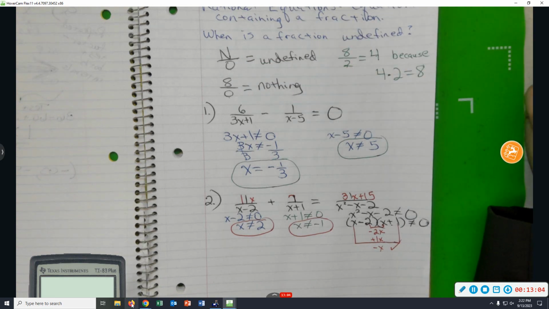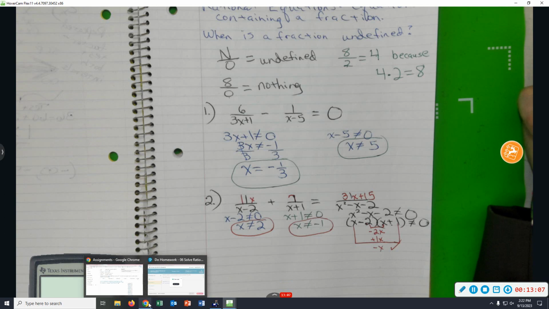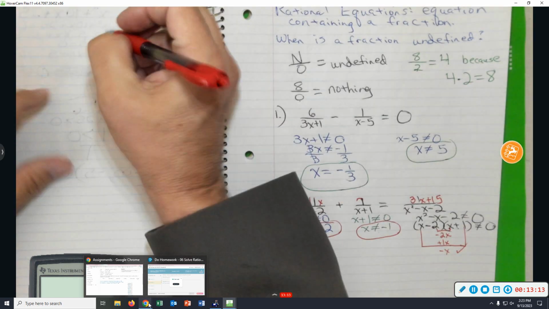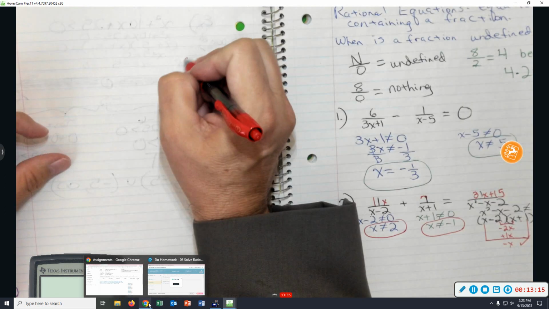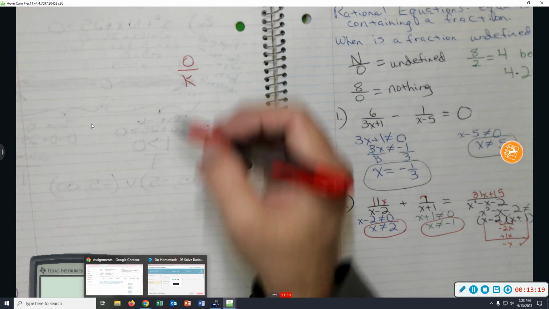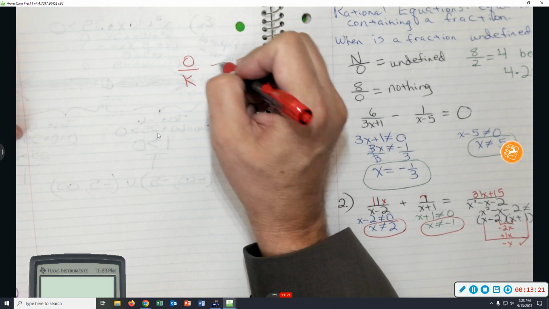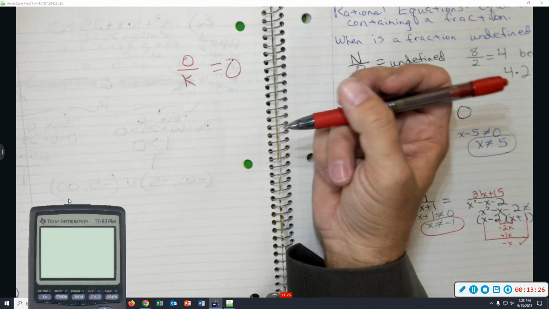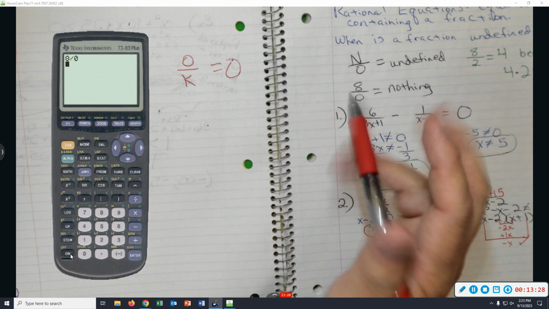It's undefined. Any questions? I do it like this: I say 0 divided by a non-zero constant k. That's equal to 0. It's okay to have the 0 in the numerator, but if you have a 0 in the denominator, it's undefined.